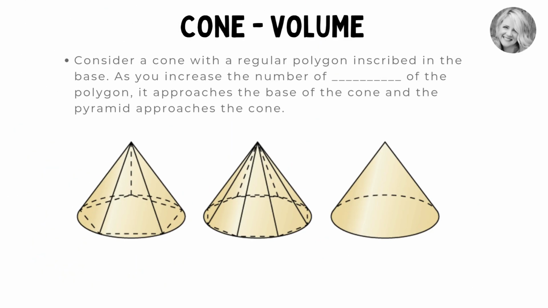Cool fact, consider a cone with a regular polygon inscribed in the base. So you have that polygon. In this case, there is a pentagon inscribed in the base. As you increase the number of sides of that polygon, it approaches the base of the cone and the pyramid approaches a cone. So the more sides, the closer it is to becoming a cone.